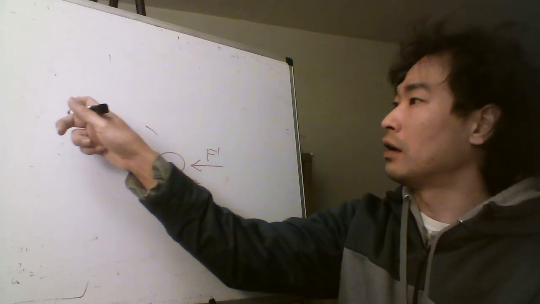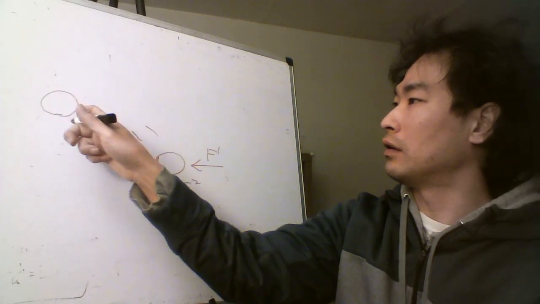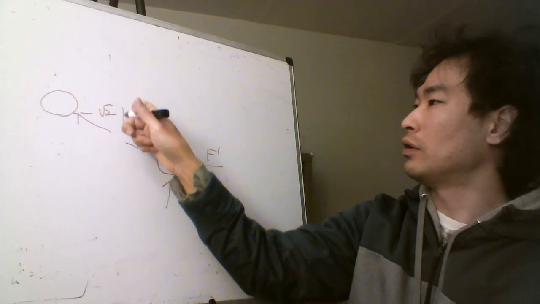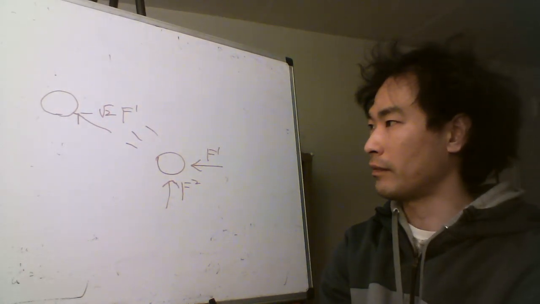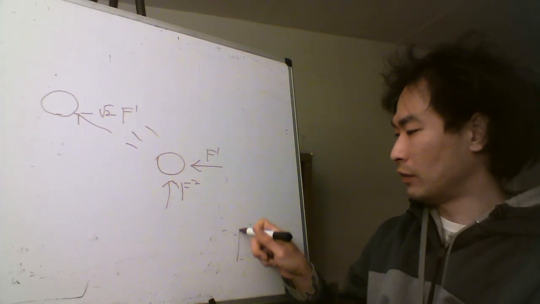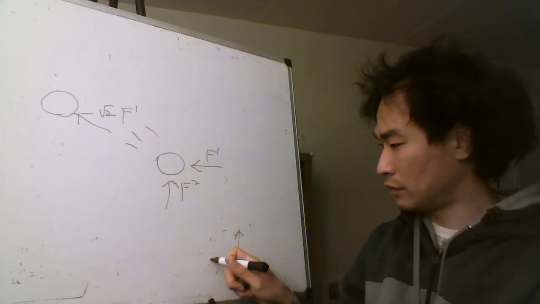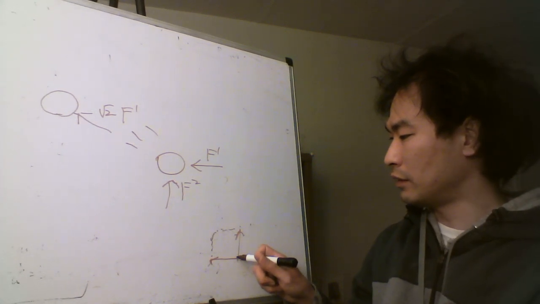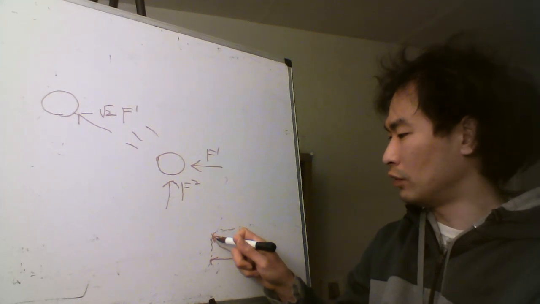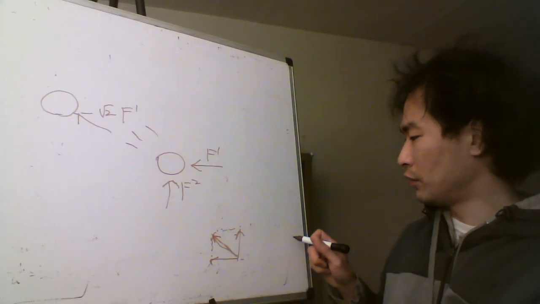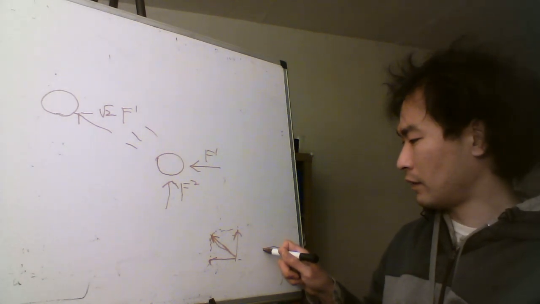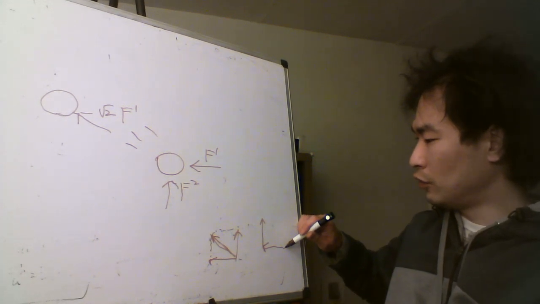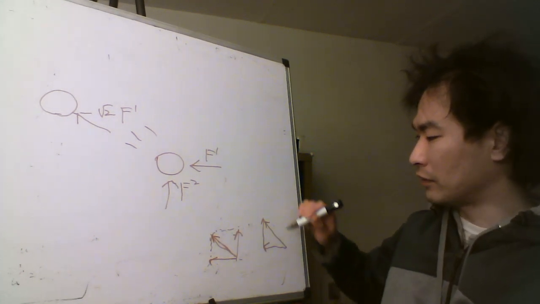Okay? Square root of 2 F1, okay? Vector summation, right? You have two vectors. You draw this parallelogram, right? This diagonal. That's the vector summation. Why? Because you go this way and you go this way. It's as if you went diagonally. Okay, that's the vector summation.